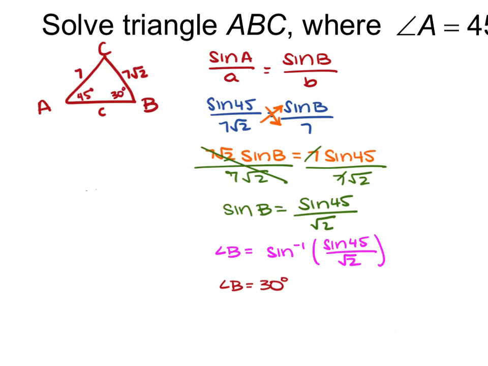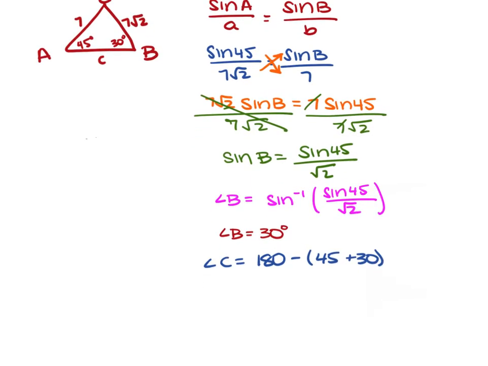From here, we've got to still find angle C. To find angle C, a whole triangle is 180 degrees. We would subtract the sum of the two angles that we have, which is 45 and 30. 45 plus 30 is 75. So we're just doing 180 minus 75, which gives us that angle C is 105 degrees.